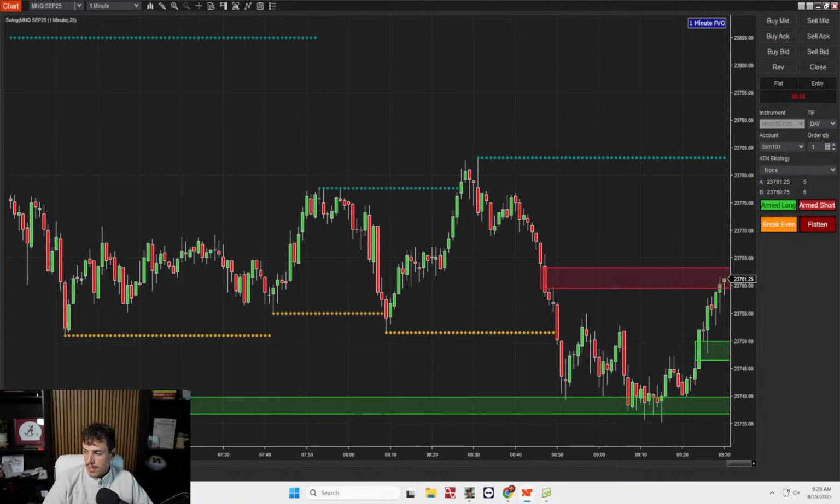Just try to keep it as mechanical as possible. Yeah, that's good. With trading, the big aspect is trying to keep it mechanical. So no matter what, you're just taking your setups.